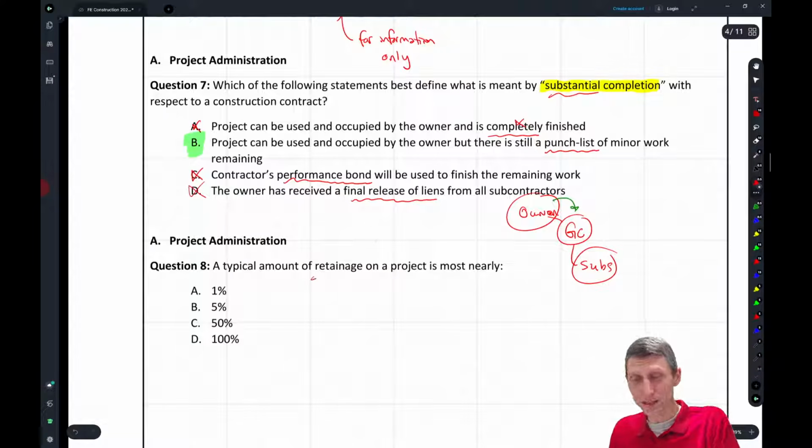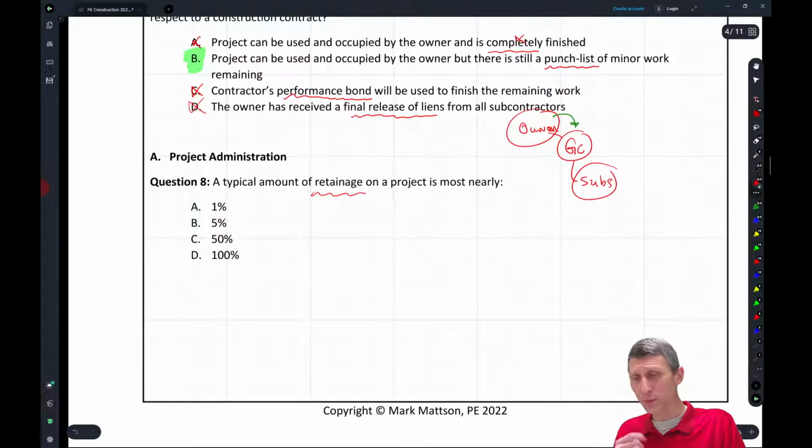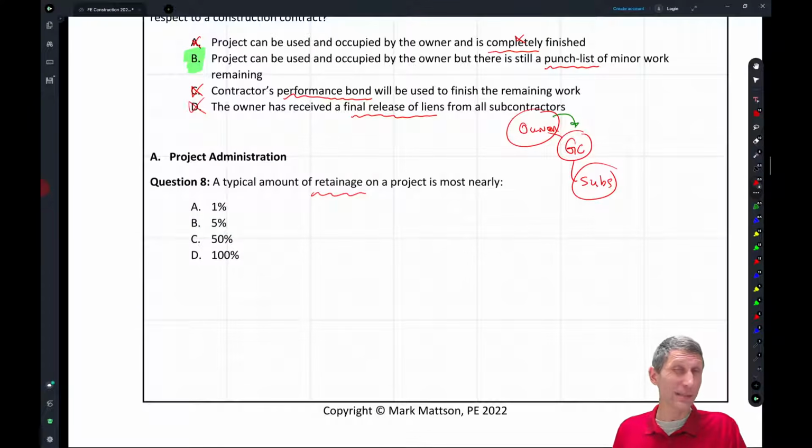So this is the next question. Question 8: A typical amount of retainage on a project is most nearly. So what happens? Well, the contractor's contracted to do work. So they do work, they build a project, and then they submit a bill and say, hey, Mr. Owner, I want to get paid. The owner says, okay, let's just go verify the work's done.